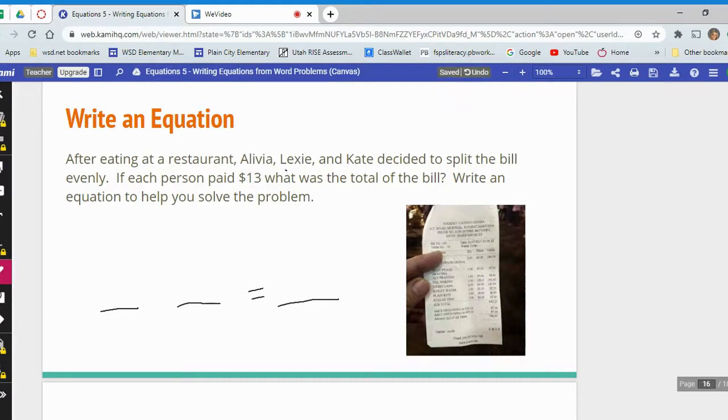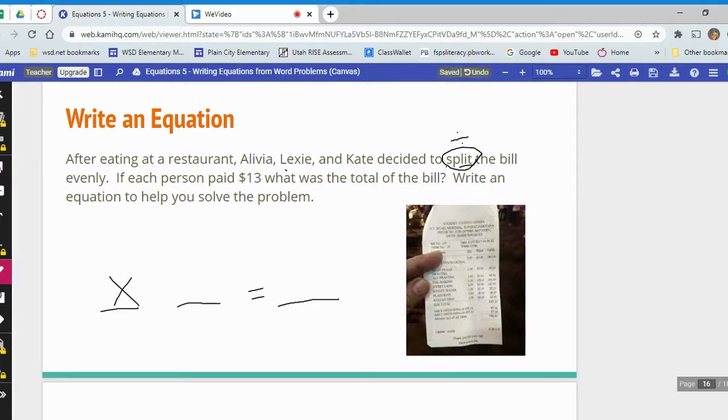Now, in math, if we're going to split something, we know that's going to be a division. We're going to split something up. In this case, they're splitting the bill. So if we go eat at a restaurant, we have finished eating. What happens next? Oh, they bring us the bill. Now, do we know the total bill? Nope, that's what we're missing. So I'm going to put that first because we don't know the total bill.